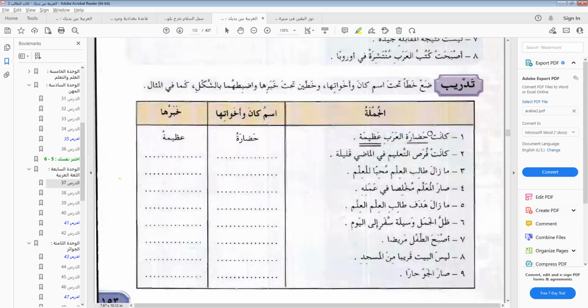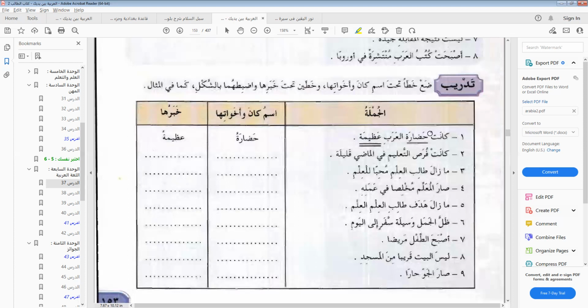Then the next one. ظل الجمل وسيلة السفر إلى اليوم. الجمل اسم كان. وسيلة خبر كان. اسم كان وأخبار كان. جميل. أصبح الطفل مريضا. أصبح الطفل اسم كان. مريضا خبر كان. نعم.